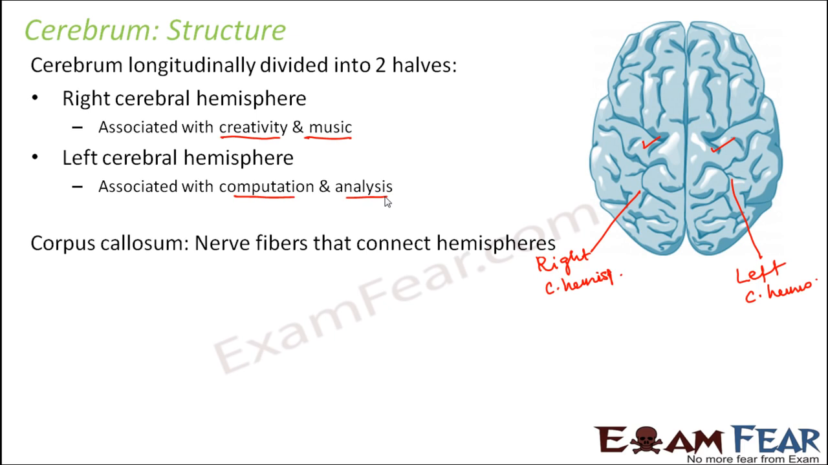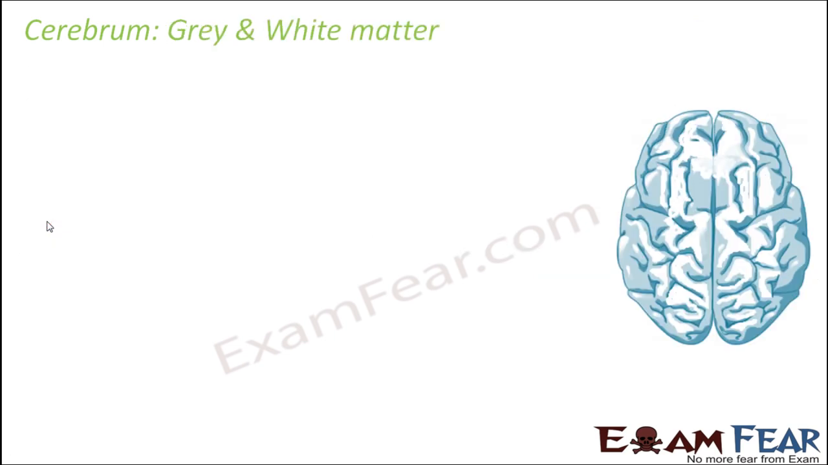Now, the fibers that connect these two hemispheres. Here you have a fiber which connects the two hemispheres, and that is known as the corpus callosum. So the corpus callosum is that set of fibers which connects the right and the left cerebral hemispheres. Another important term when we talk about the cerebrum is the gray matter and the white matter. You would have often heard of these terms, gray matter. Somebody who is very intelligent, people often say that he has got a lot of gray cells. That's how people use these terms. So today you will get to know what exactly the gray matter and the white matter are.